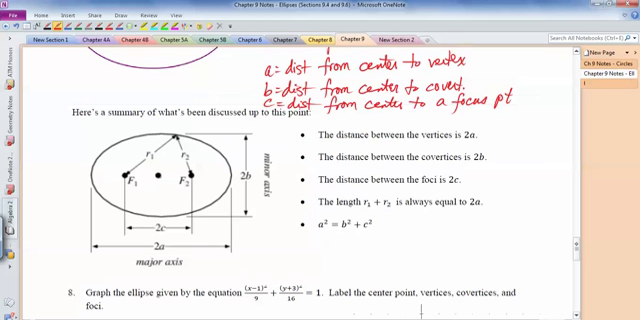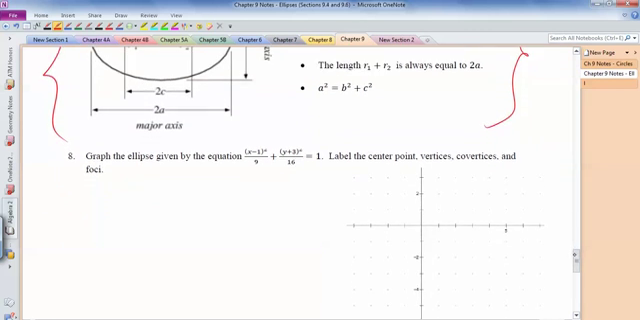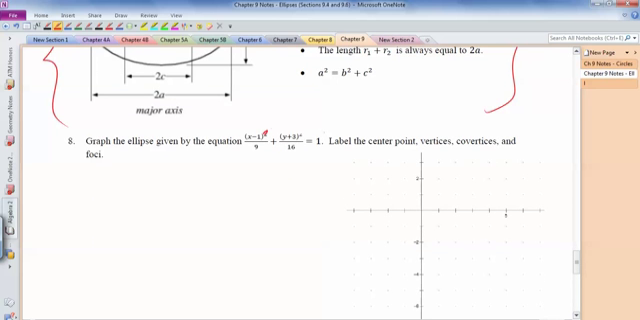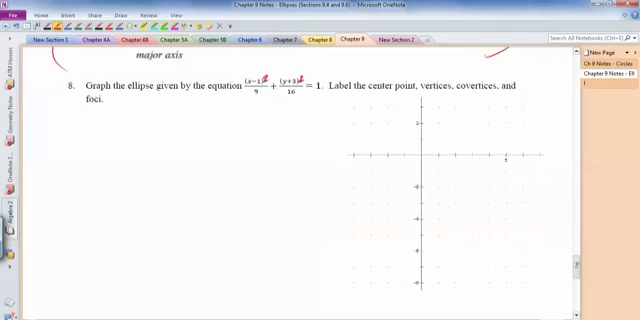Okay, so here's a summary of what we've talked about up to this point. Major axis is 2a, distance between focus points is c plus c, that's 2c. r1 plus r2 in this case is a constant, which happens to be the same length as the major axis, 2a. And then the minor axis is b plus b, so 2b. All right, so let's graph this ellipse equation here. Oh, those 2's got cut off somehow. Okay, and then we're supposed to label all this stuff.